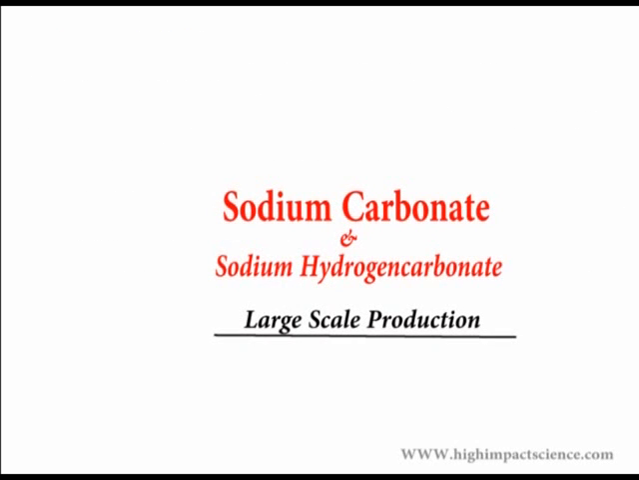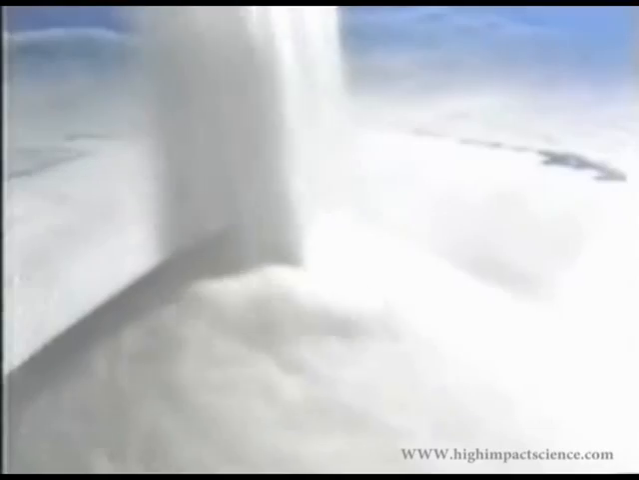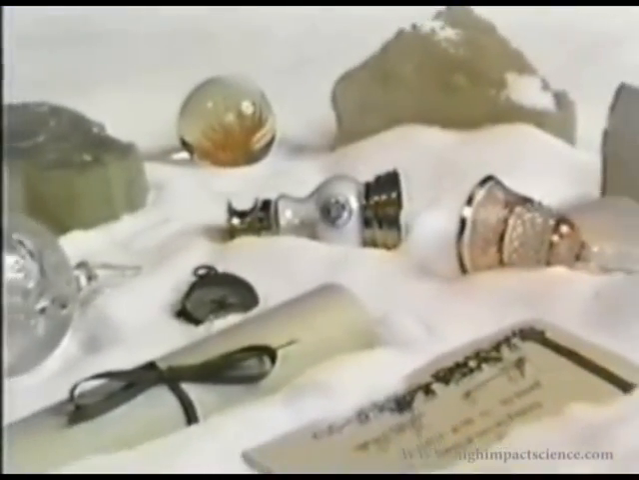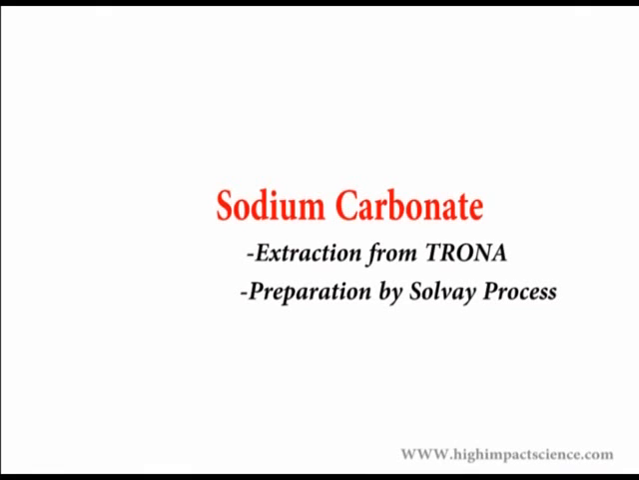Sodium carbonate and sodium hydrogen carbonate. Sodium carbonate is used to produce glass, chemicals, soaps, papers, baking soda, and even in water treatment. Sodium carbonate can be obtained in two ways: 1. Extraction from trona, or 2. Preparation by the Solvay process.